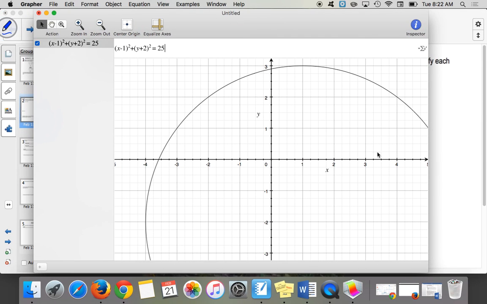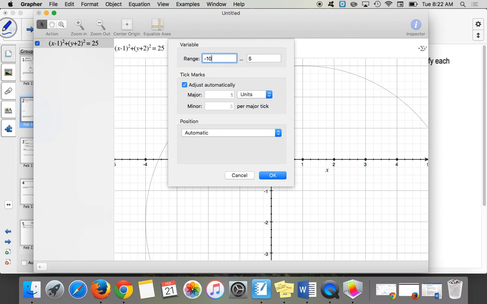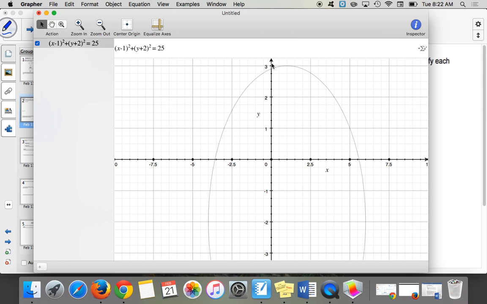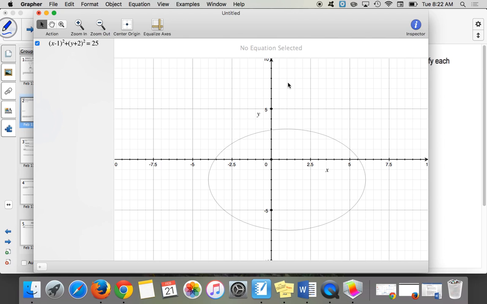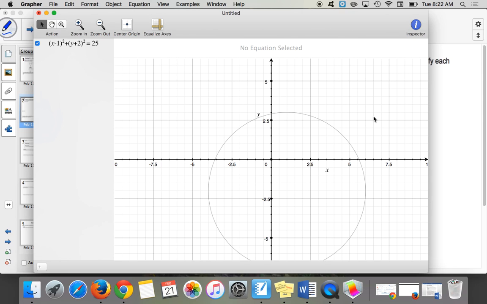Does this make sense? If you wanted to adjust your window, all you do is you click the arrows, so you can make it go like negative 10 to 10, right? And then you could make this one go negative 10 to 10, like that. This actually looks like it's an oval this way, but it's actually a circle. So I could do center, origin, or equalize axes is what I would want. And that makes it so each grid is actually a square, not a rectangle. So if I did that, does this make sense? Do you guys see this? So this is how you would use Grapher.